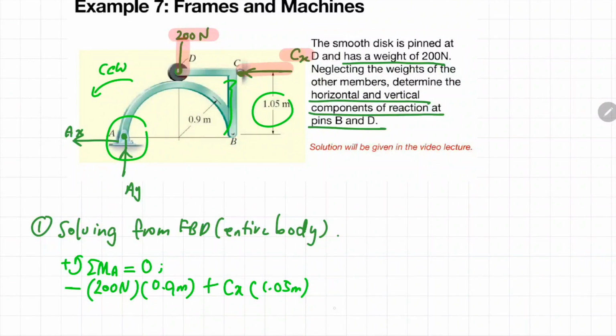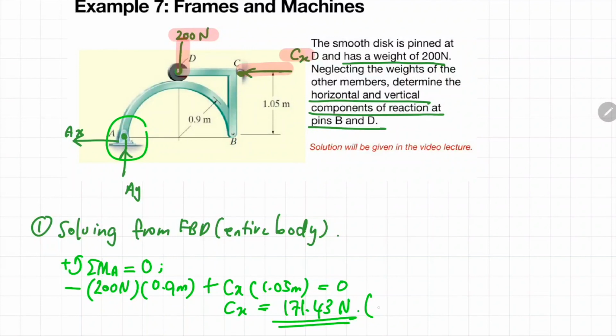Okay, ada lagi tak? Tak ada. So the summation of these two expressions will become equivalent to 0. As you can see, there is only one unknown in this equation. So you can easily solve for Cx, and you will get the magnitude of Cx to be 171.43 Newton. If it's positive, it means our initial presumed direction is correct. So the direction of Cx is to the left.